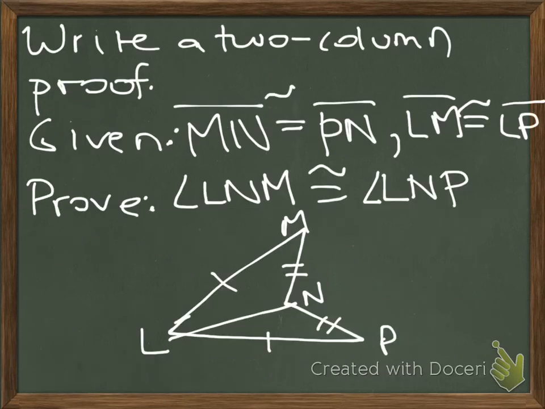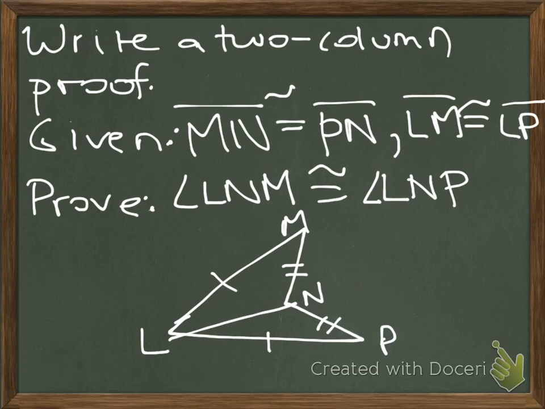And then finally, we have one more two-column proof, and you'll notice that many of these two-column proofs have been the same, using many of the same statements and reasons. So in this case, we have MN is congruent to PN, which is labeled, and LM is congruent to LP, which is labeled. We need to prove that angle LNM is congruent to angle LNP, so we're kind of going to go a little bit backwards here.